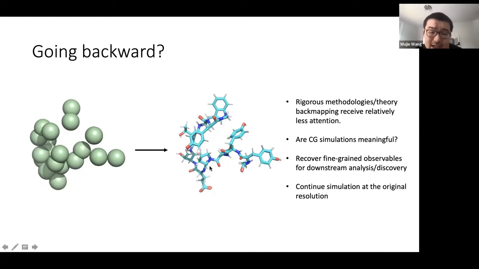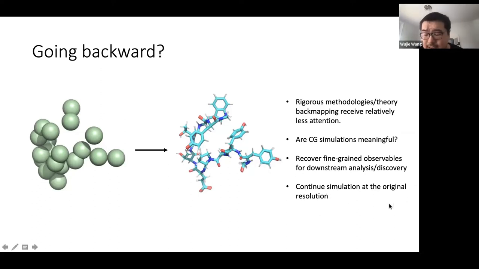And we all know that a lot of times hydrogen bond interactions are very important in those protein configurations. And a lot of times it's the observable you care about. But the coarse-graining usually does not have such fine grain information. So you want to have a technique to try to recover such fine grain information.